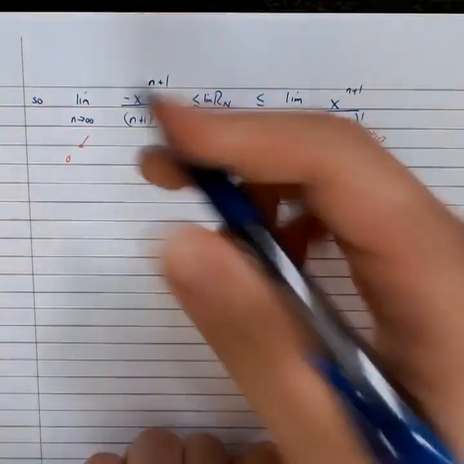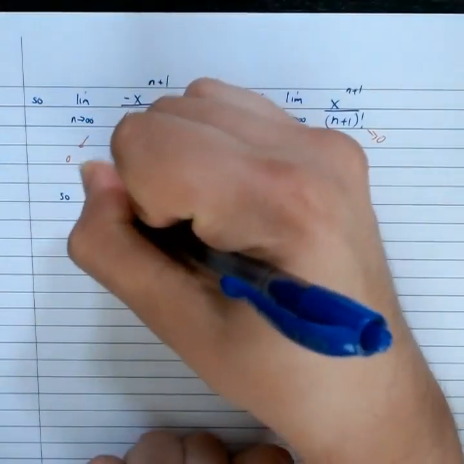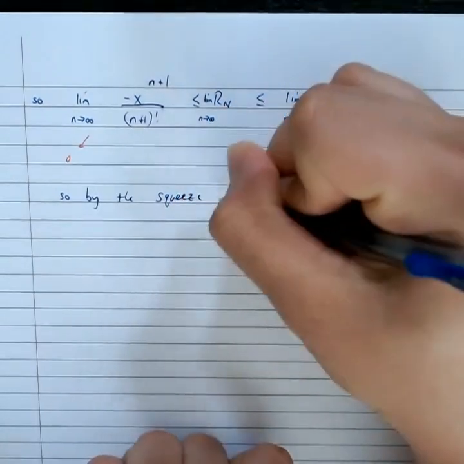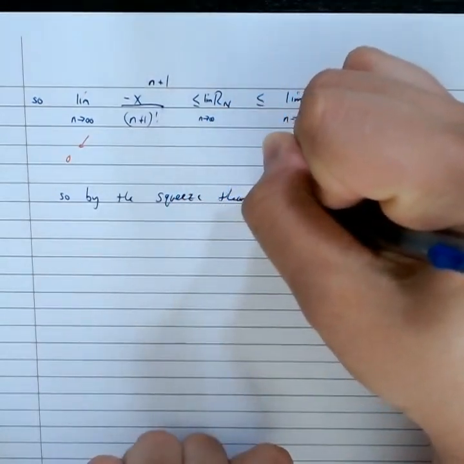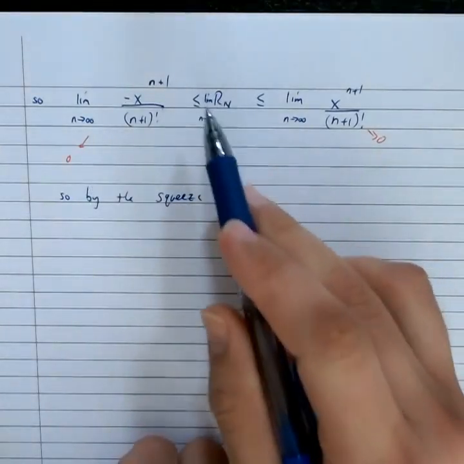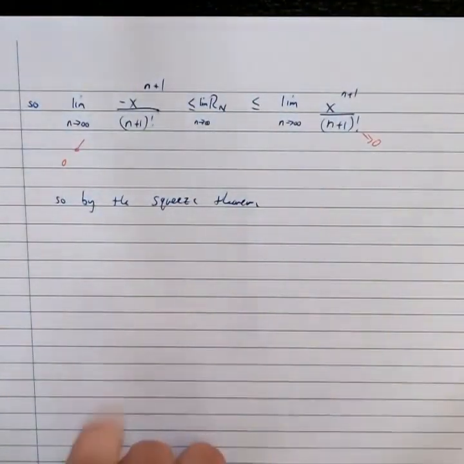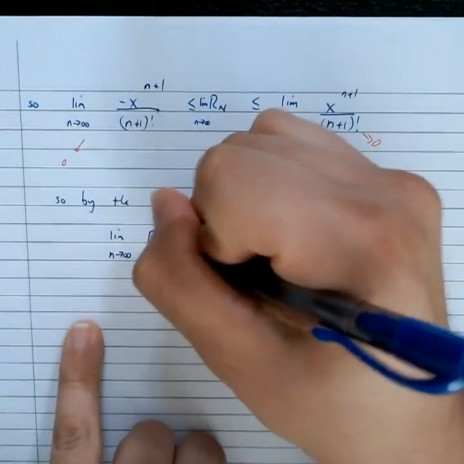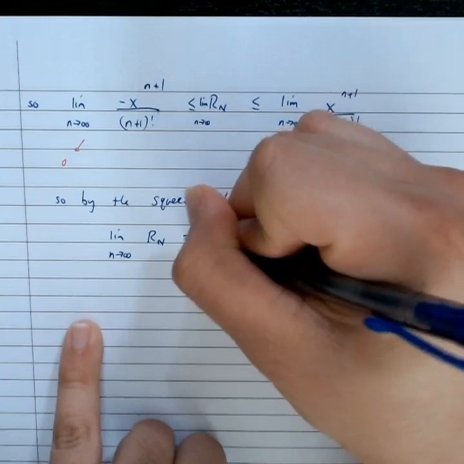So by the squeeze theorem, if the left side goes to 0 and the right side goes to 0, then the thing squeezed in between has no choice but to go to 0. So here the limit as n approaches infinity of R sub n is going to go to 0.